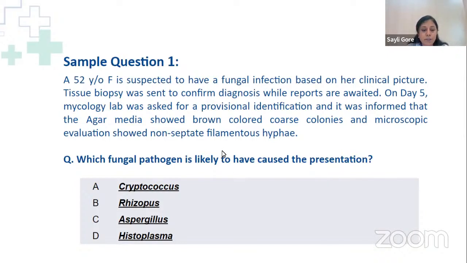Cryptococcus, Rhizopus, Aspergillus, or Histoplasma. The correct answer is B, Rhizopus, because I already explained that they have non-septate hyphae, and their colonies grow brown to gray in color.